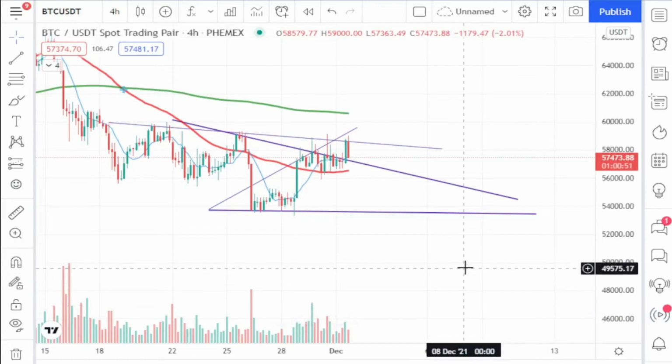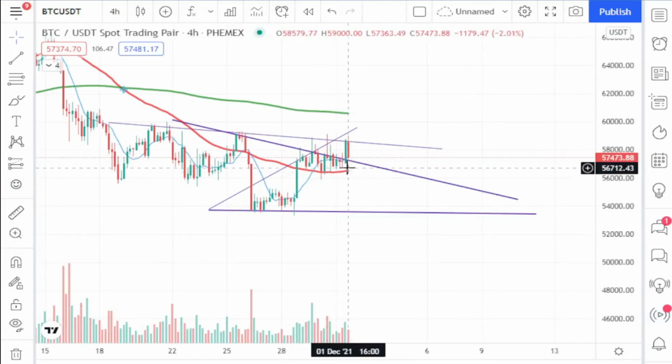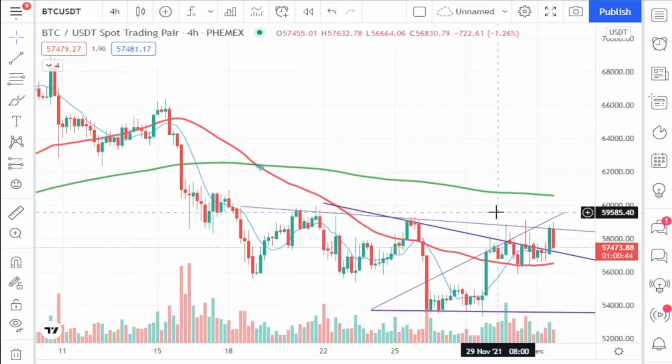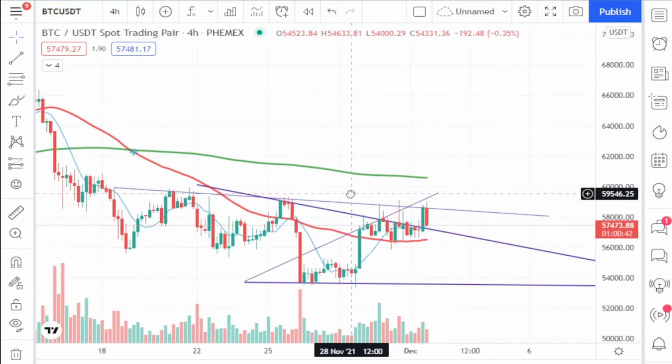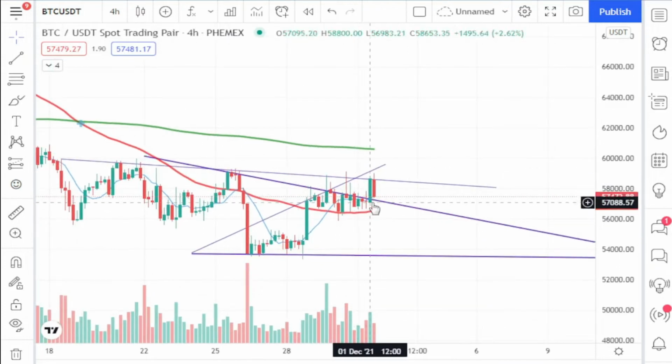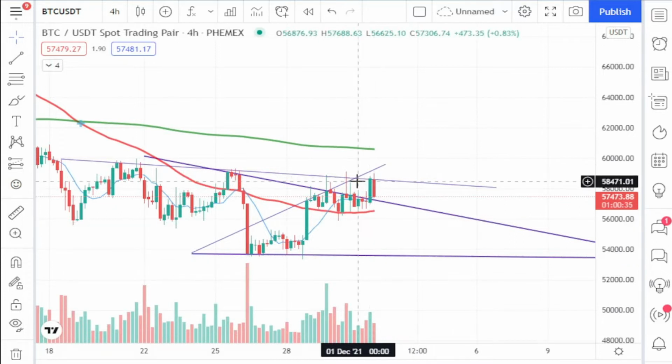Alright, so quick update on price action. We see here that Bitcoin closed above our resistance level. Yeah, this is it here. So Bitcoin closed above this line right here. Is this line valid? That should be the question.